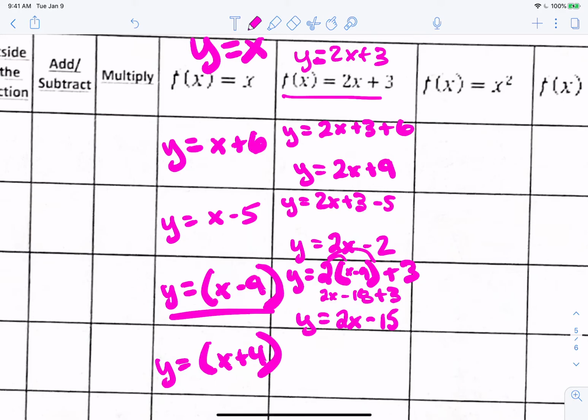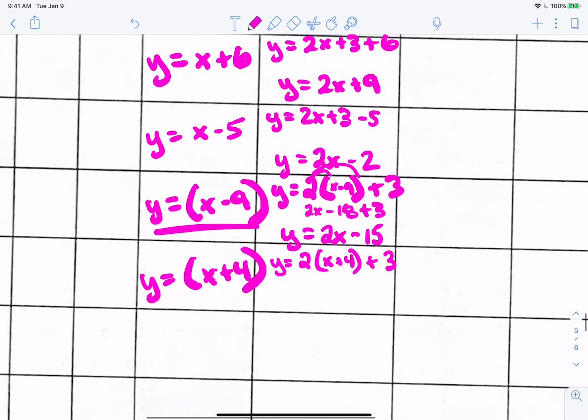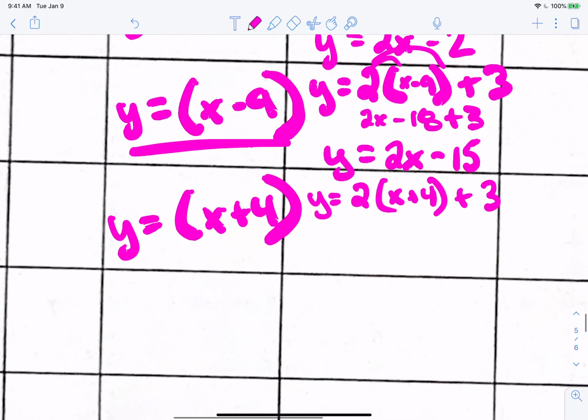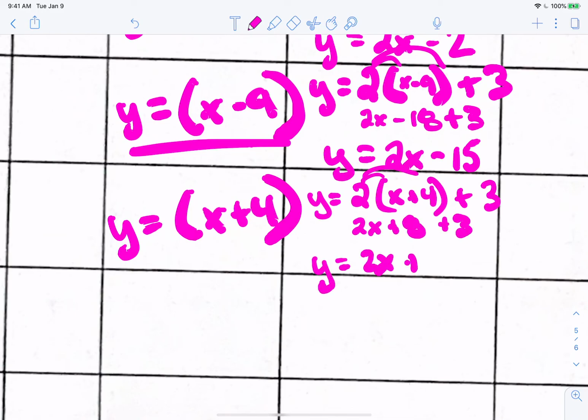Does that make sense? So he will look funny when you start with functions other than just y equals x. Okay, x plus 4, or 4 units to the left, y equals 2x plus 3, but now the x is x plus 4. I put that inside where the x is. There we go. I'll zoom in a little bit. Distribute the 2 through just like we did at the top. 2x plus 8 plus 3. So y equals 2x plus 11. Is that right? Yeah? Good? Does that make sense?